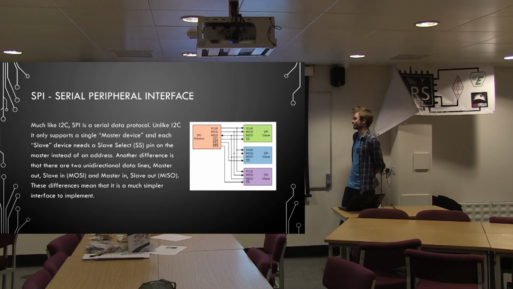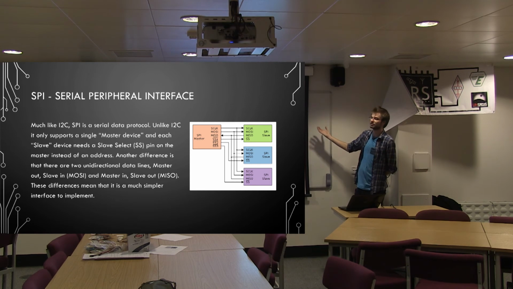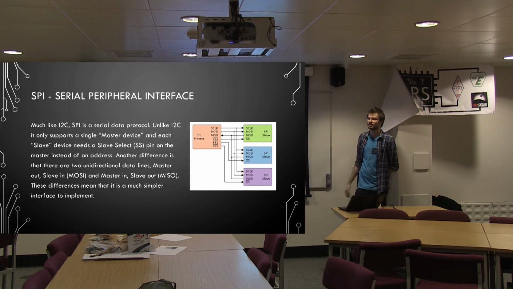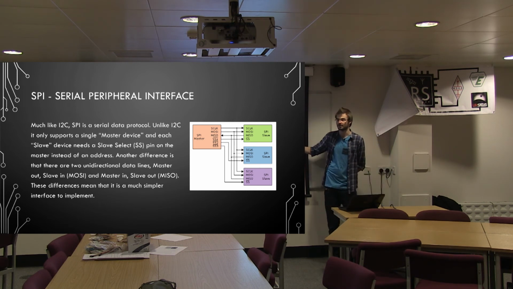This can be both good and bad. This protocol allows you to communicate a lot faster than I2C, but you're limited to how many devices you can connect simply by how many pins you've got on the Arduino. Because for every extra sensor you attach, you need another pin to be able to control it from the Arduino.